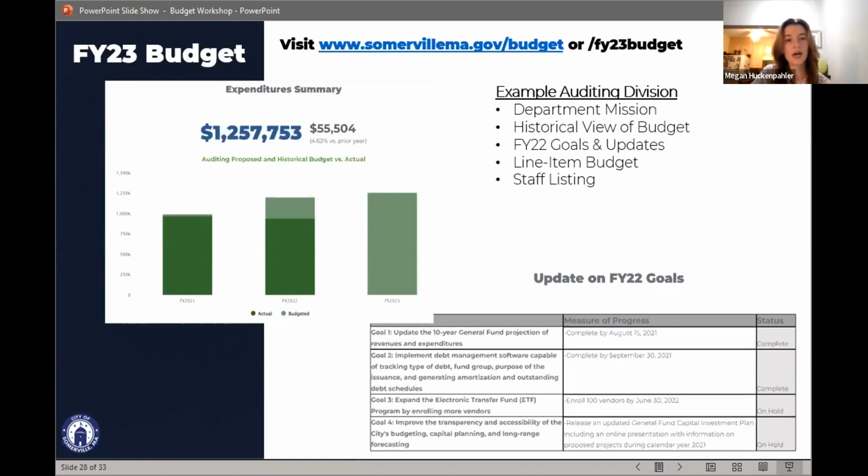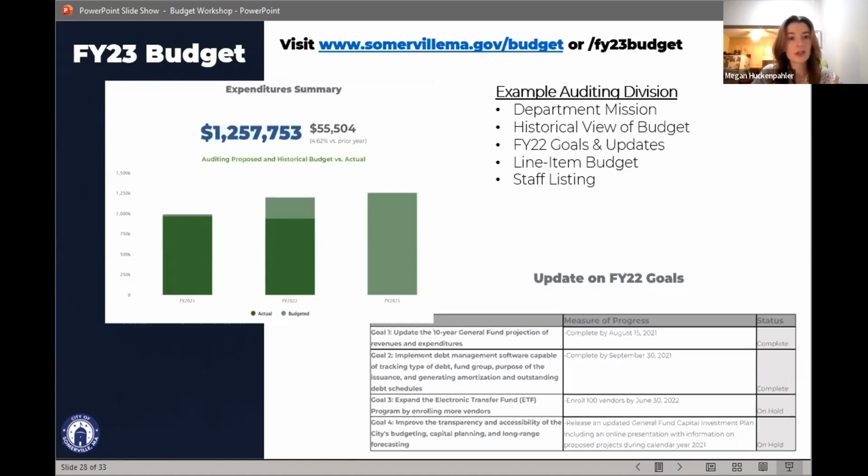This is an example for the department that Mike and I are in, auditing. It is a division of the finance department. Each department page will contain 5 sections. The department mission, which will give a brief explanation of what they do and the services they provide to the city.